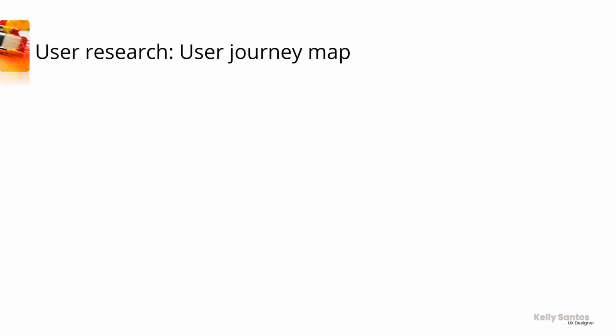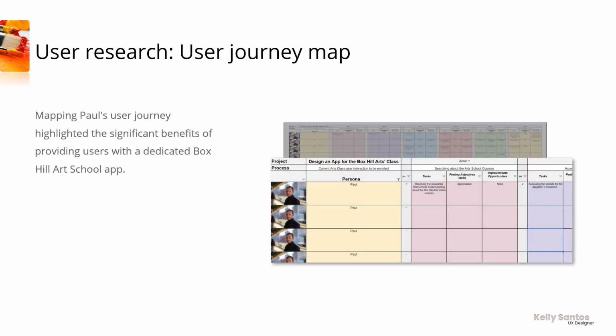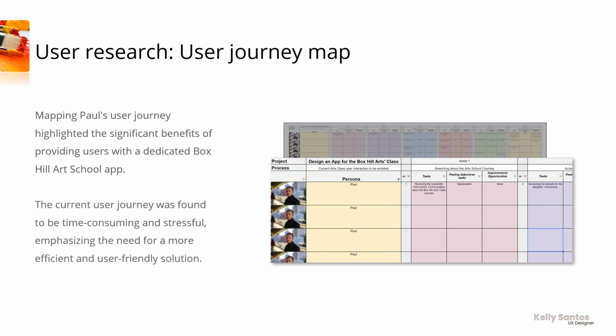User research, user journey map. Mapping Paul's user journey highlighted the significant benefits of providing users with a dedicated Box Hill Art School app. The current user journey was found to be time-consuming and stressful, emphasizing the need for a more efficient and user-friendly solution.